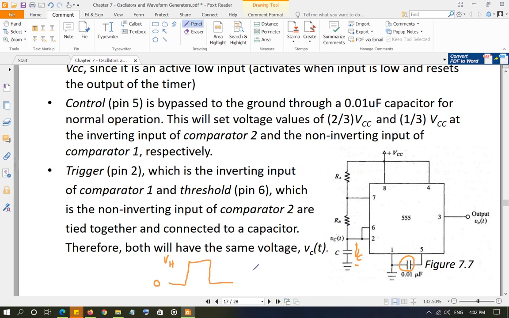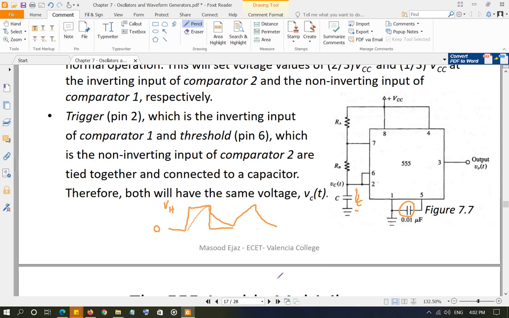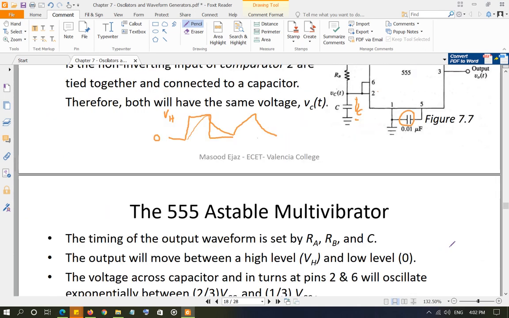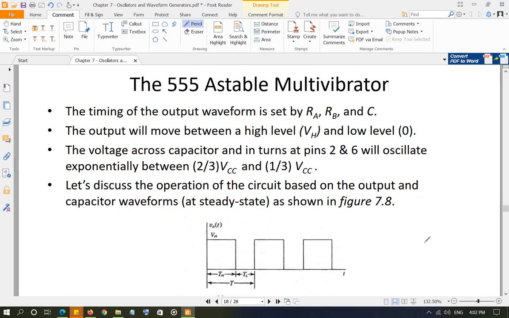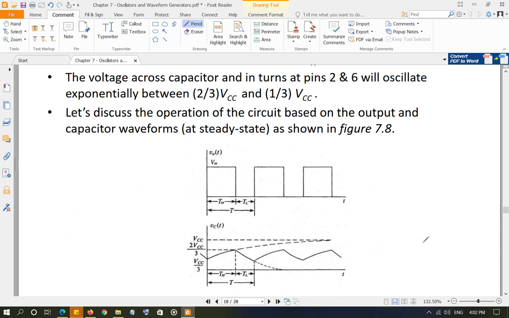And the capacitor voltage is going to be charging and discharging, charging towards high and then discharging towards low, something like that. And the waveform, you will see this pretty soon. Okay, so right here. So output voltage is high and 0.